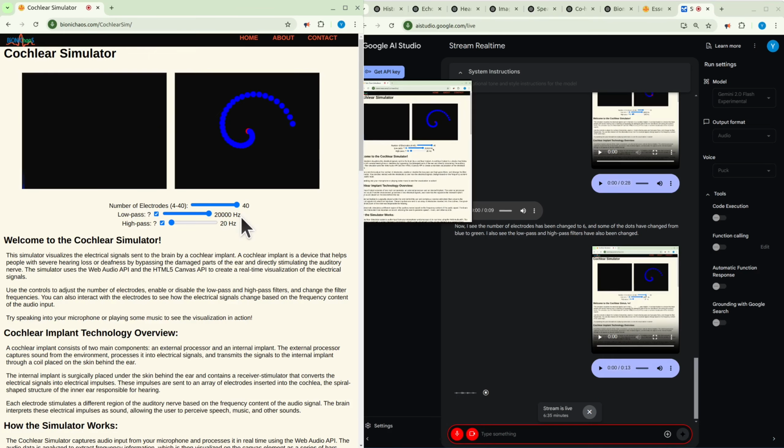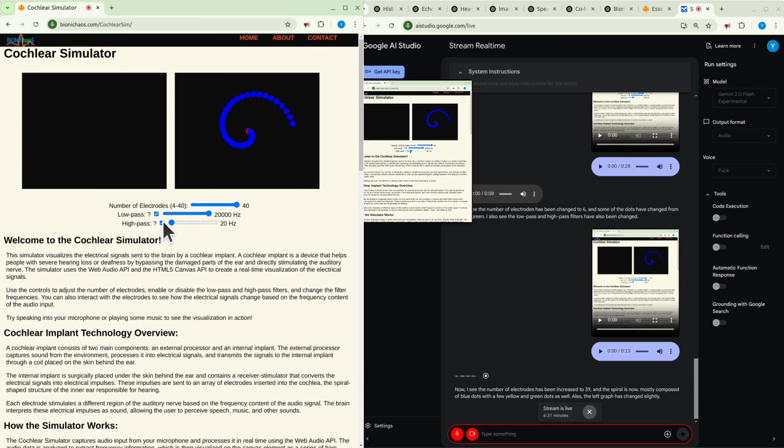Okay, how about now? Now I see the number of electrodes has been increased to 39, and the spiral is now mostly composed of blue dots, with a few yellow and green dots as well. Also, the left graph has changed slightly.